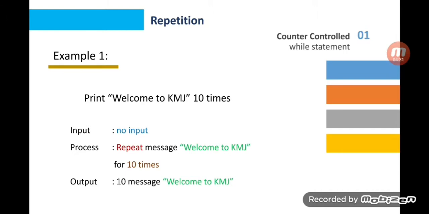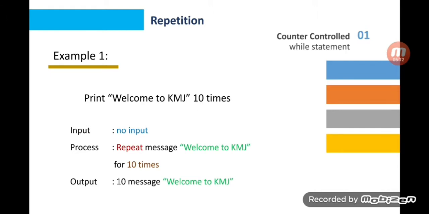Okay, so here there is no input required. It means that when the user enters the program, they just press enter and then the words welcome to KMJ will be displayed 10 times. So this program will repeat the words welcome to KMJ for 10 times. In this problem, we need to specify how many times the program needs to do the loop. Here it is 10 times.